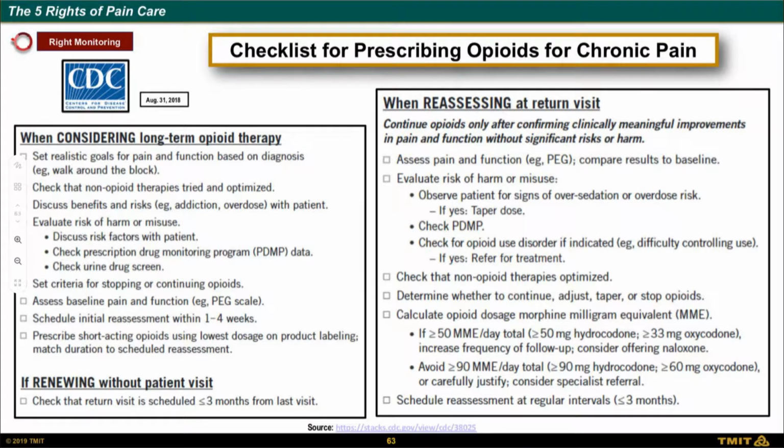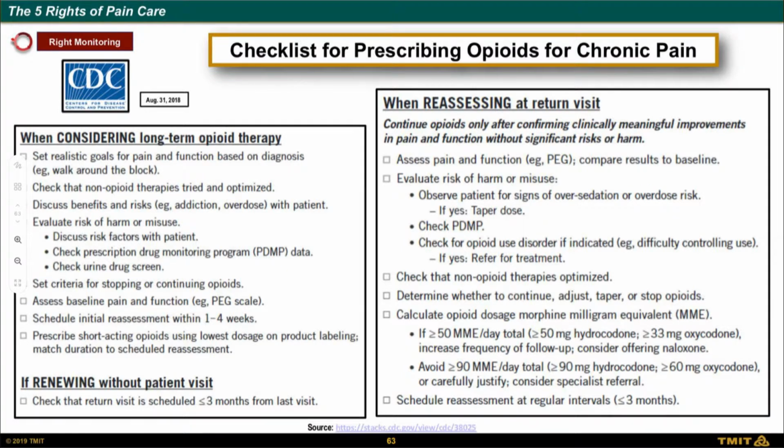Set realistic goals for pain and function based upon their diagnosis. I like to pick at least 2 goals that we want to achieve, and then try to hit those, and then perhaps change the goal as people have improved function. And then I need to set criteria for stopping or continuing opioids. And again, it's hard to do this unless you see the person at a frequent interval. So we see patients who are on opioids monthly. We reassess them at each return visit. We just don't write a prescription.